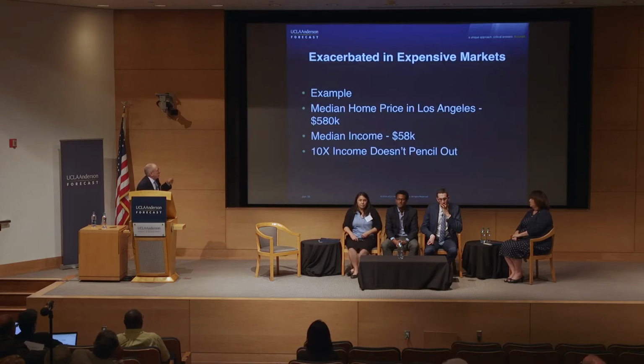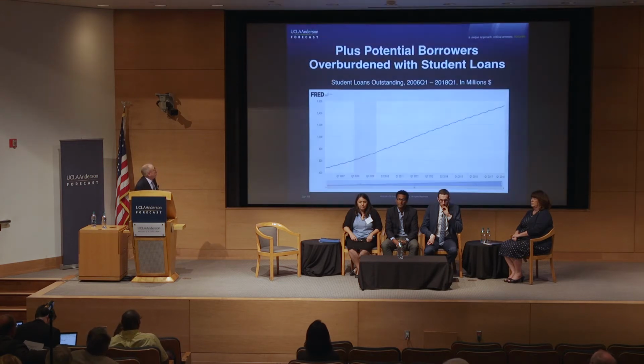Now, this whole issue is exacerbated in expensive markets. I just threw out the median home price in LA, $580,000. Median income is $58,000. Most families in this room are well above $58,000, but the median income in LA County is $58,000. The median house price is $580,000, and most of that is east, not west, obviously. But that's 10 times income. The numbers don't work. So that's the unaffordability, and this gets worse because house prices are going up faster than income.